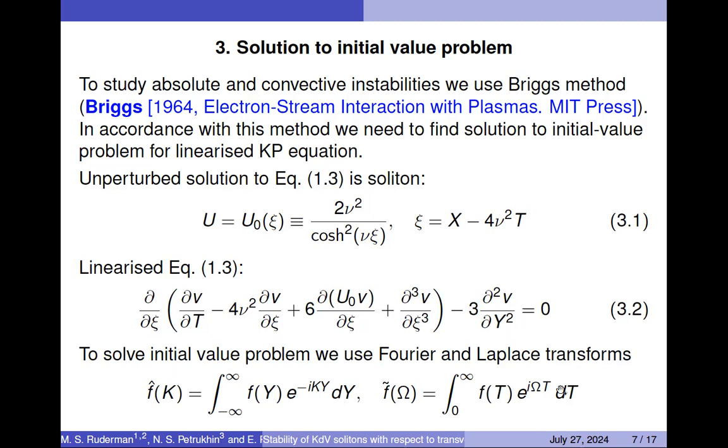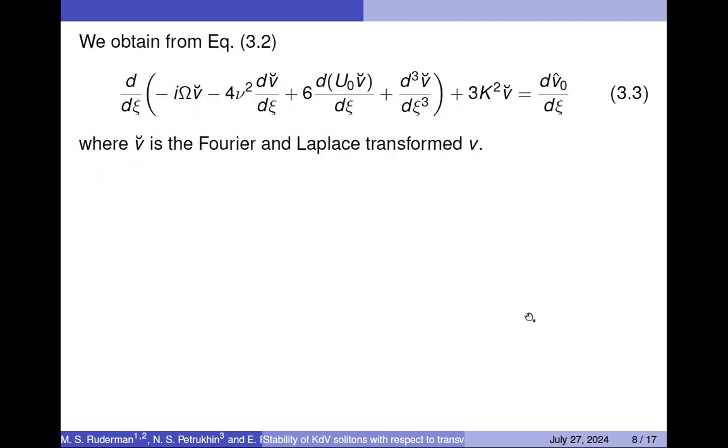Now we solve the initial value problem using Fourier and Laplace transforms. This is the Fourier transform, this is the Laplace transform. As a result, we obtain the following equation for the double-transformed quantity V, where V naught is the Fourier-transformed initial perturbation.